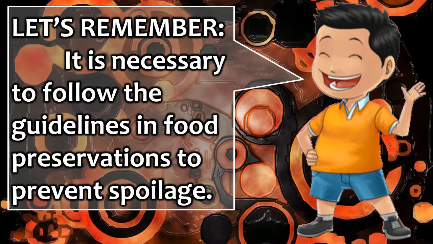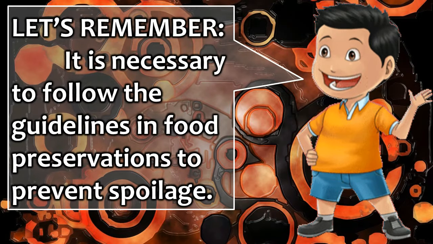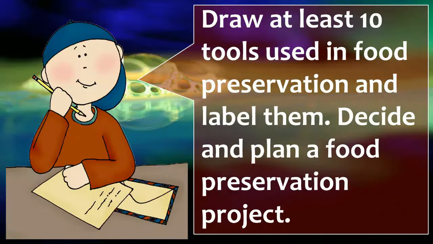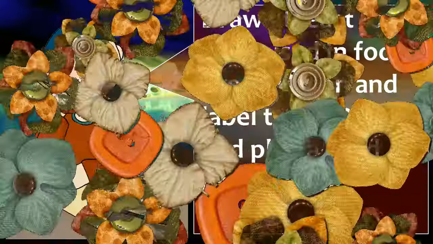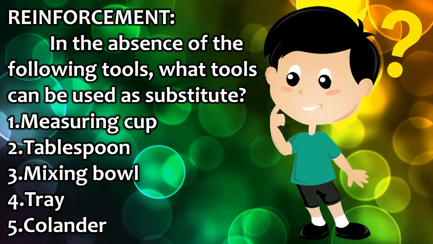Let's remember, it is necessary to follow the guidelines in food preservation to prevent spoilage. Let's do together. Draw at least 10 tools used in food preservation and label them. Decide and plan a food preservation project. Enforcement. In the absence of the following tools, what tools can be used as substitute?